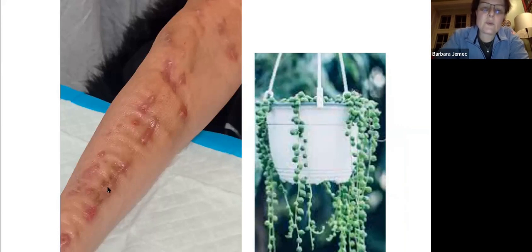And if you want, this is a pearl necklace plant. There you go. And this is supposed to be like beads of pearl on a necklace. This is very characteristic of Mycobacterium marinum.